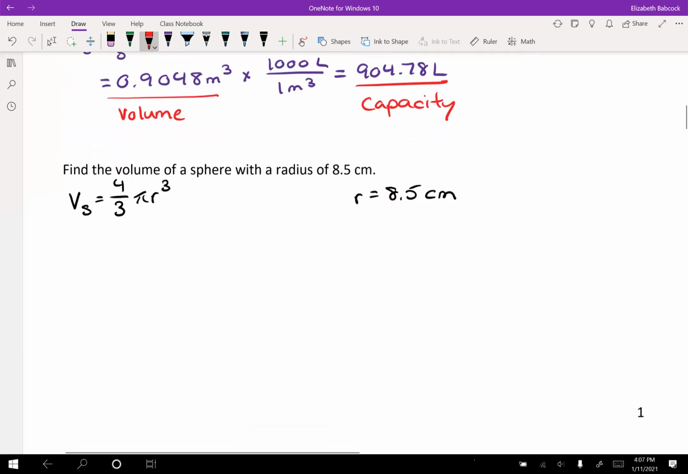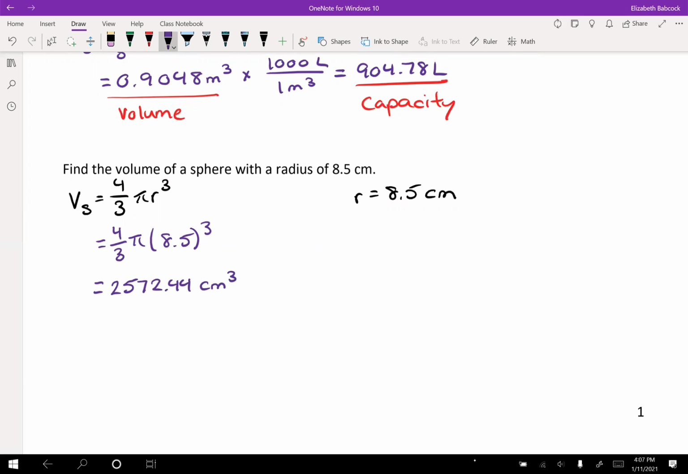Okay, next one, find just the volume of a sphere with a radius of 8.5 centimeters. That's pretty easy. We're given the main information we need. So 4 over 3 times pi times 8.5 cubed. When you plug that into your calculator, 8.5 to the power of 3 times pi times 4 divided by 3, you get 2,572.44 centimeters cubed. Okay, so that is your final answer.